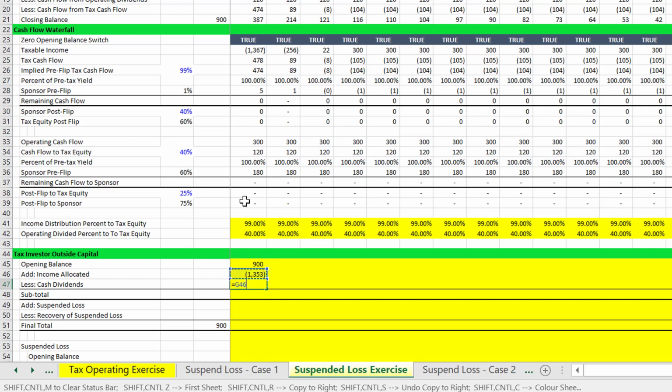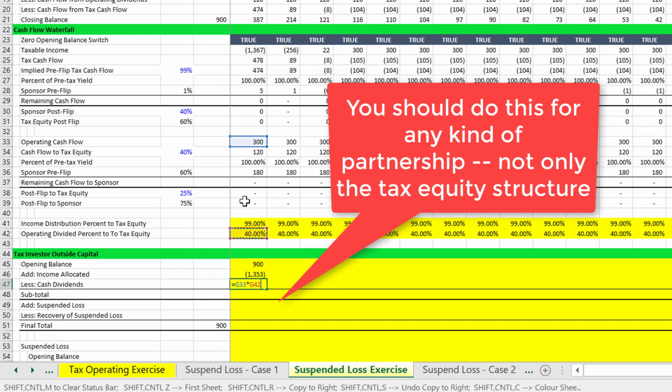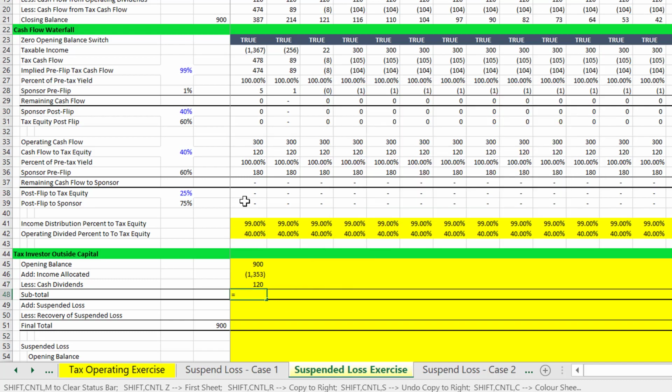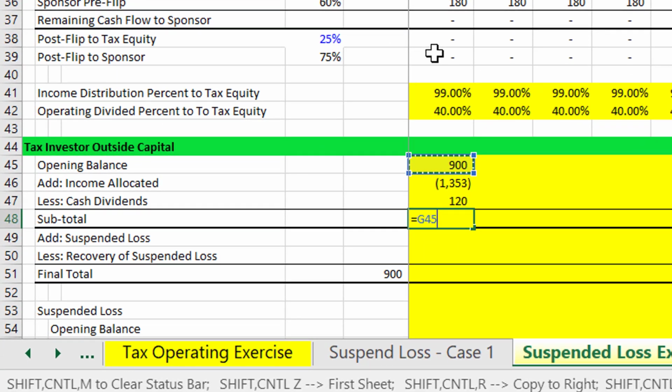And then we take the total dividends we're paying, which is all the cash flow, and we multiply that by the percentage we're getting. And then that's almost our finished account. We add the income, which is negative, subtract the dividends. And our account, oh no, it went to zero in the very, very first year.